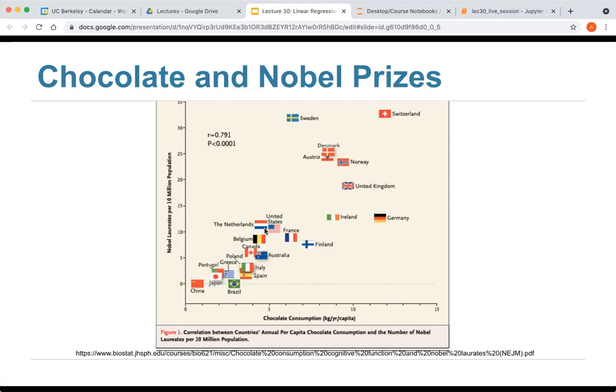Now, is Switzerland a big country or small country? It has a small population. So anytime you look at rate per capita, you're going to get higher rates in Switzerland. The United States has a ton of Nobel Prizes, but it also has a huge population. So when you look at number per 10 million population, it is lower, and China is just blown out of the water there.